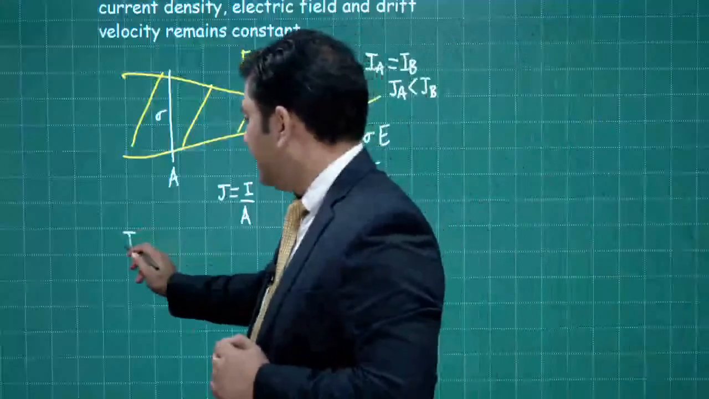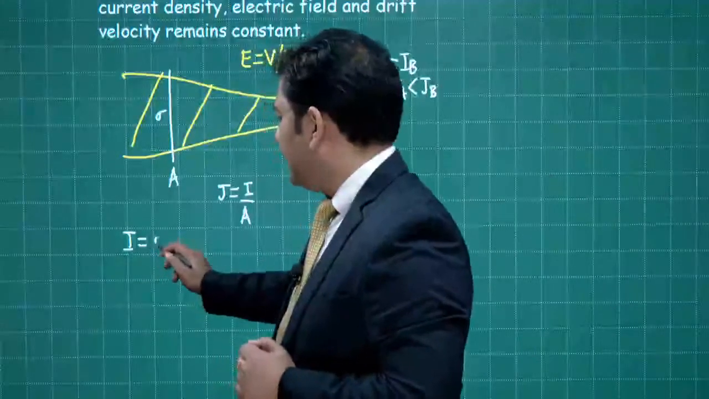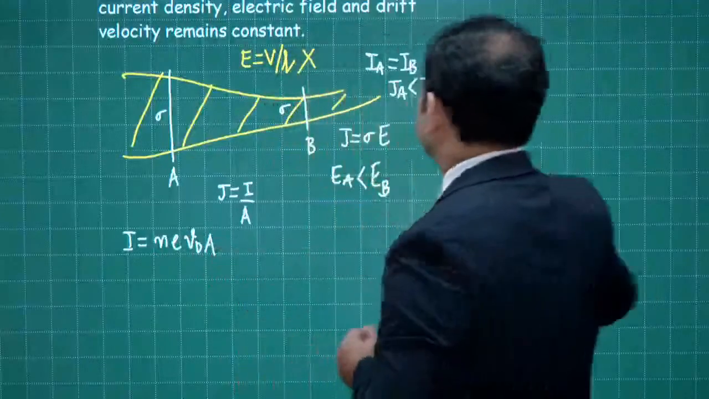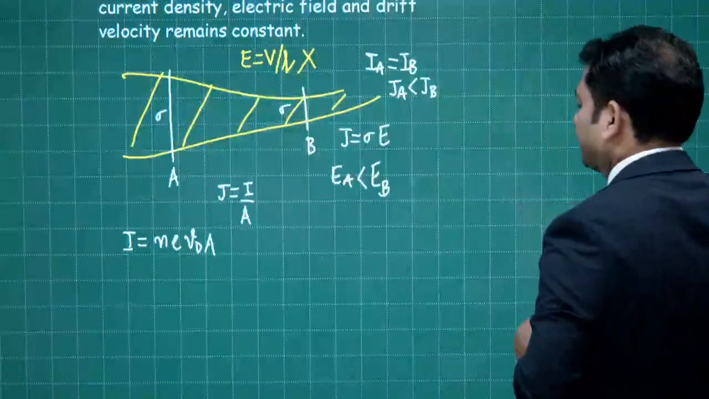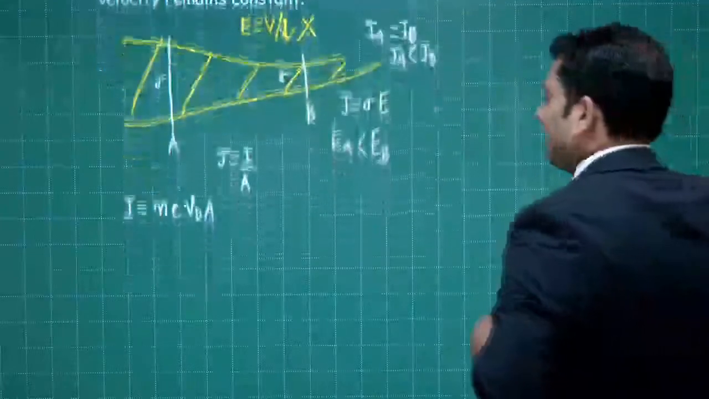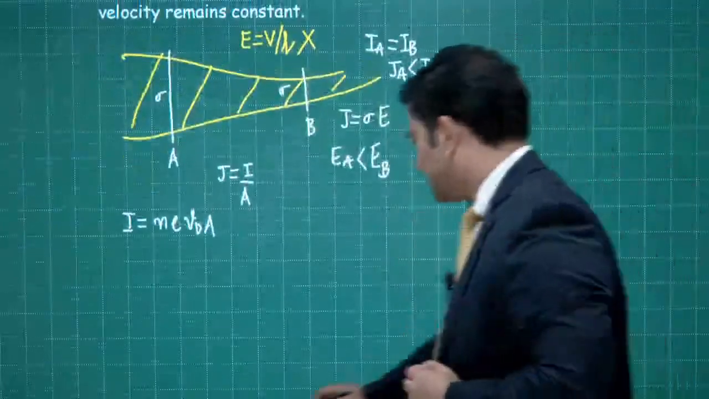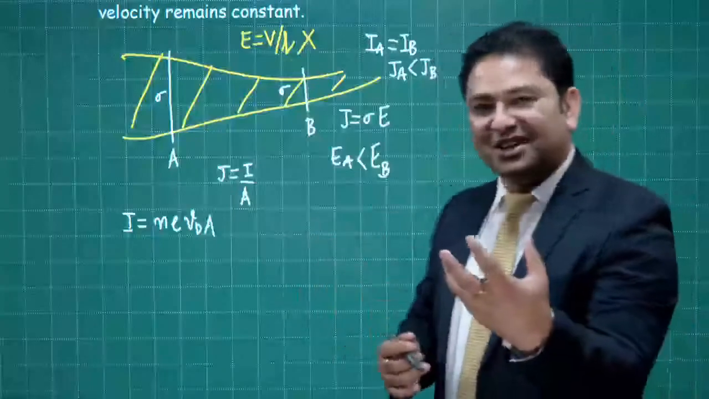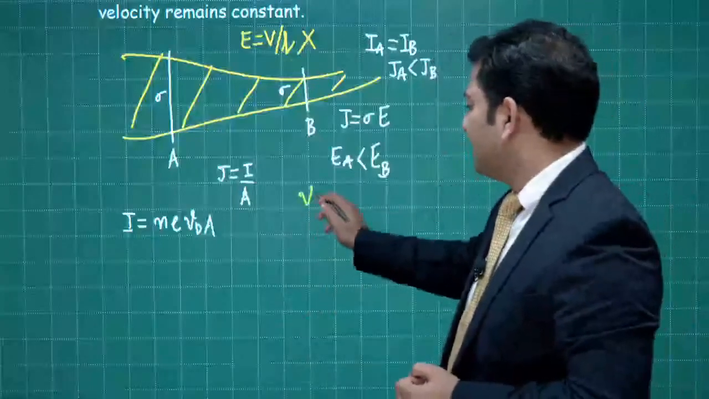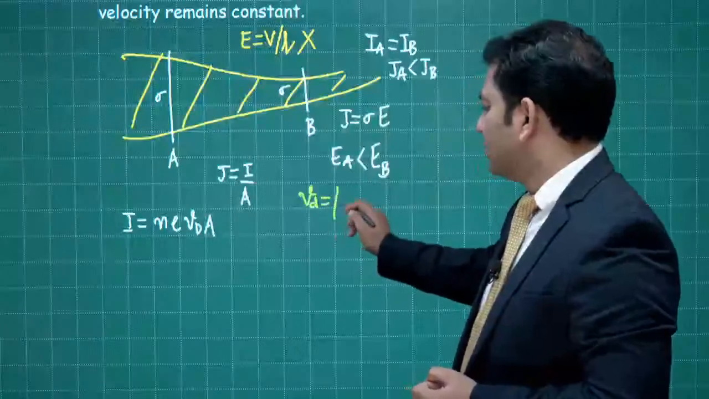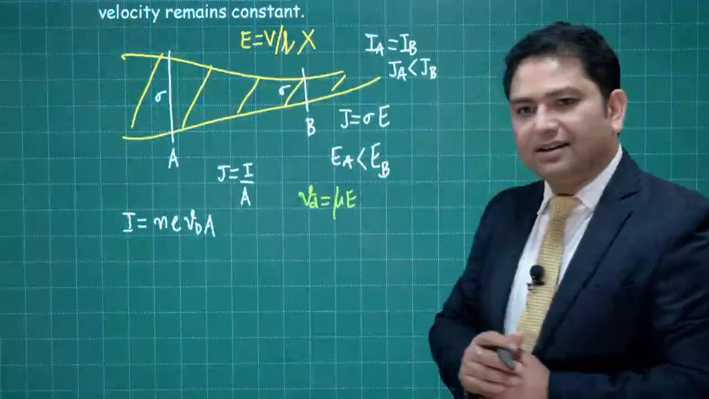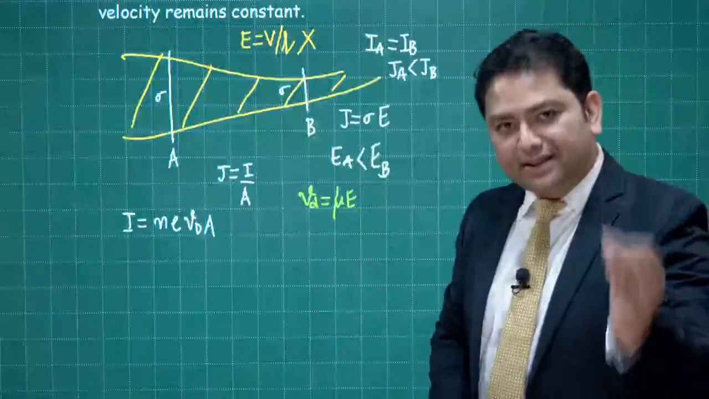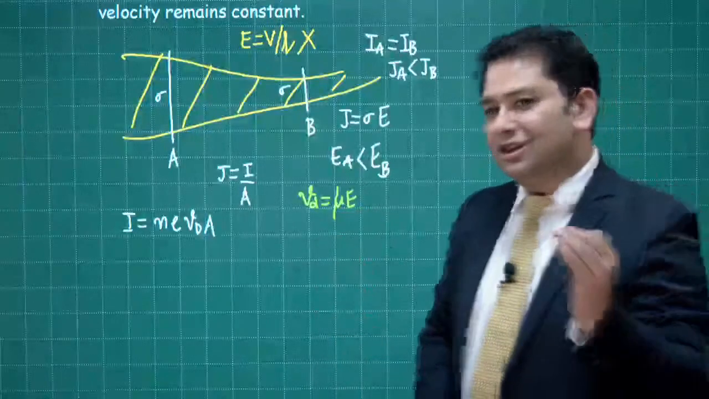Current is, you see, nevdA. We are talking about drift velocity, right? So let's talk about the drift velocity. Let me go this way. I'm showing it in multiple ways, and I'm very excited to show you. And you know what? v_d is equal to mu times E. We know that. Now mu is same. The mobility depends upon the nature of material.